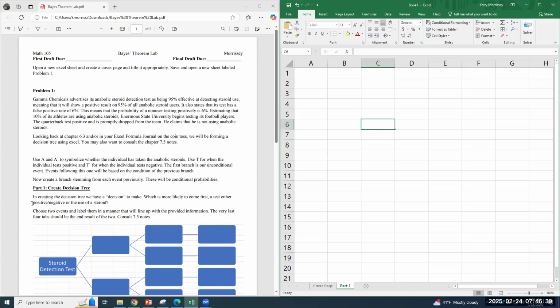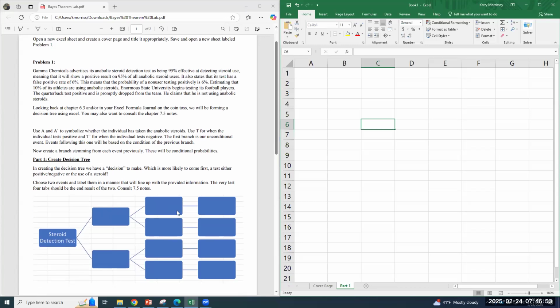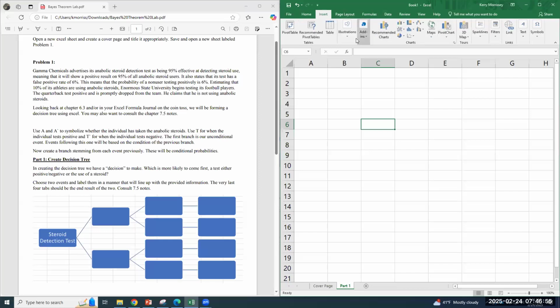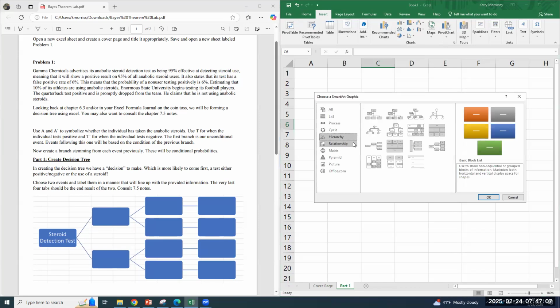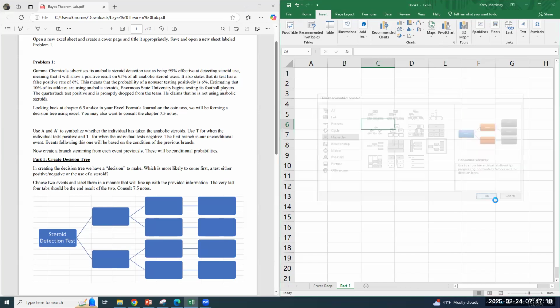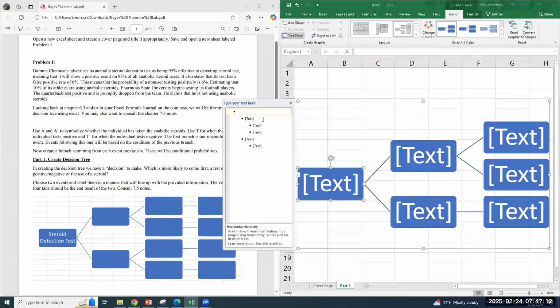So part 1, create a decision tree. So in creating your decision tree, we have to make the decision. Which is more likely to come first, the testing positive or negative, or the use of steroid? Well, we have to have either used or not used the steroid first. So when we go to insert, we're going to insert, let's see, where is it here? Maybe illustrations, there we go. We'll click on SmartArt, down to Hierarchy, then over to this one, click OK. And you'll come up with something like this.